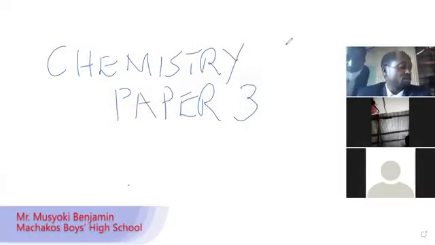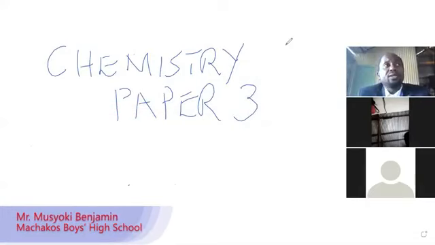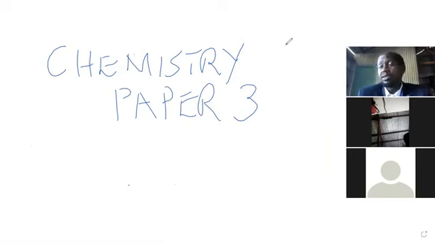Paper 1. The code is normally 233/1. Then we have another paper, 233/2, that is chemistry paper 2. And there is a 233/3, chemistry paper 3. The first paper, paper 1 and paper 2, each have 80 marks and each have their format.